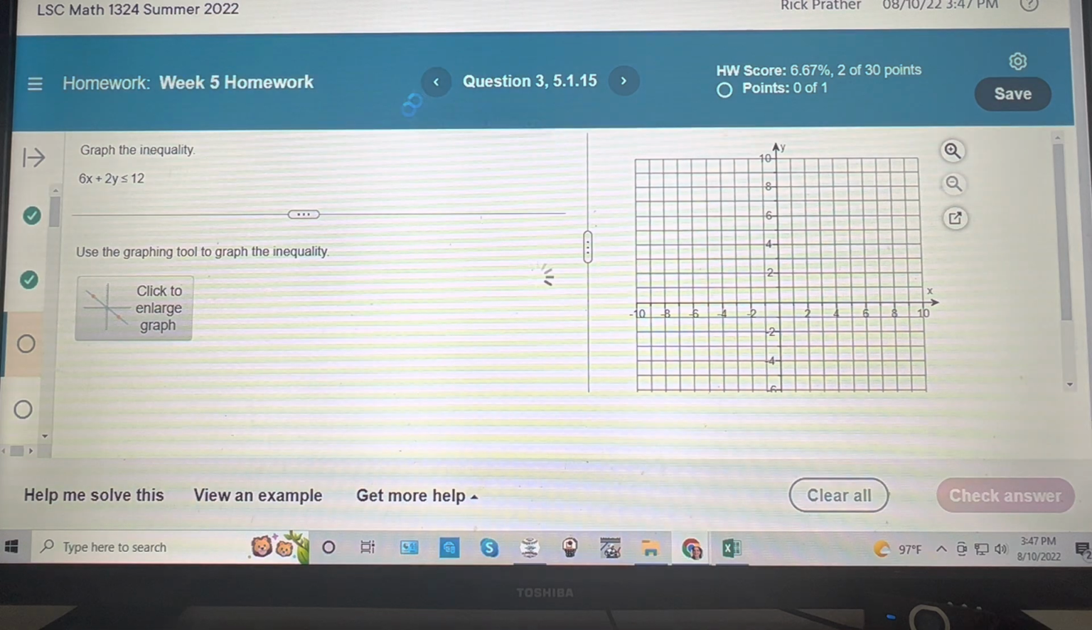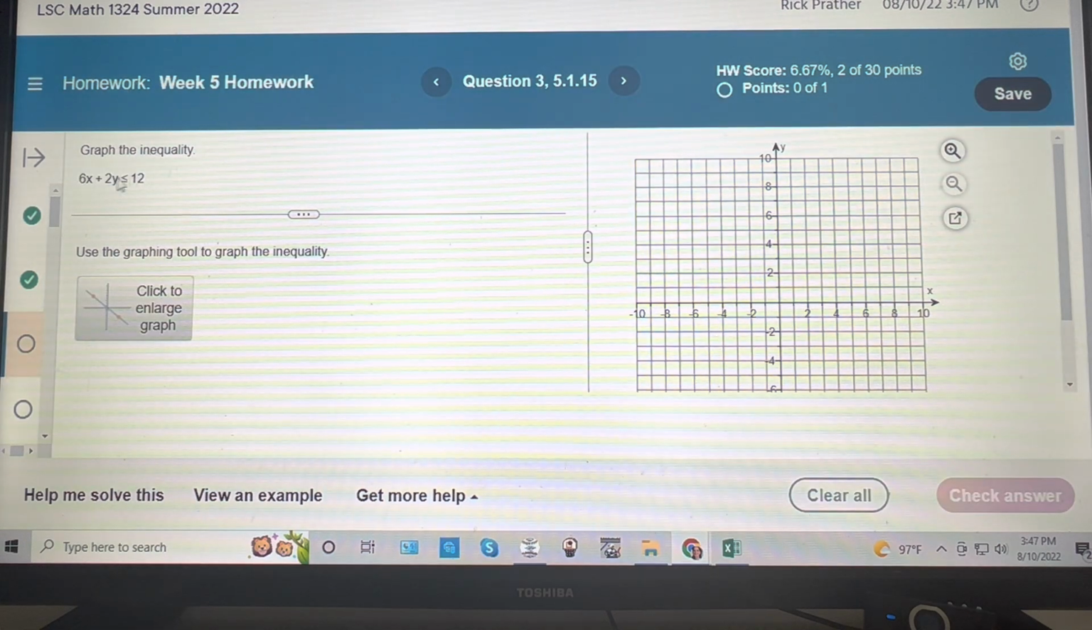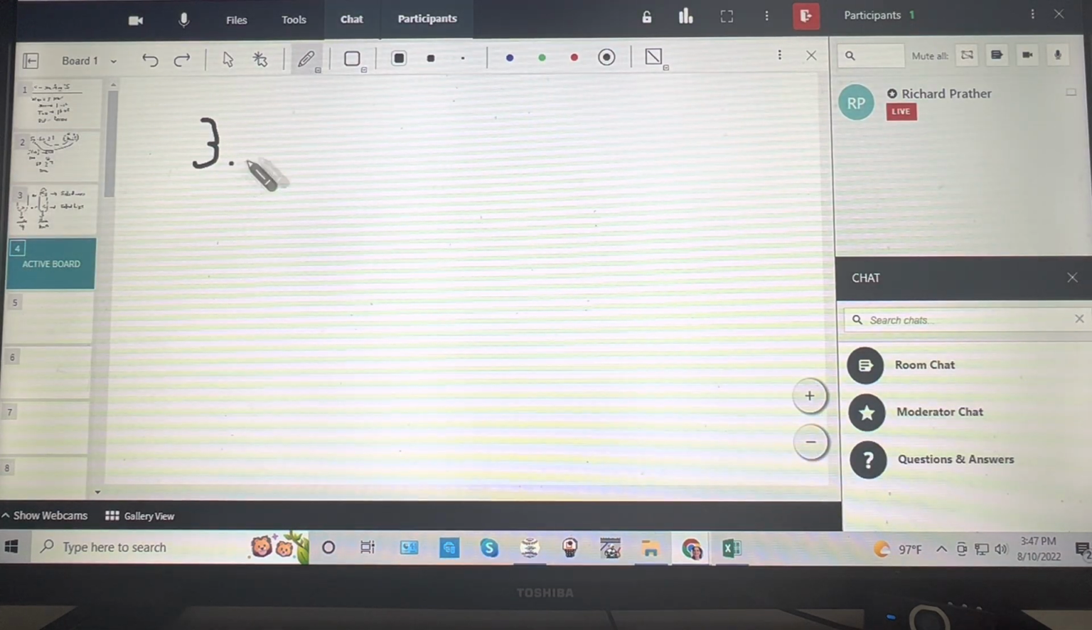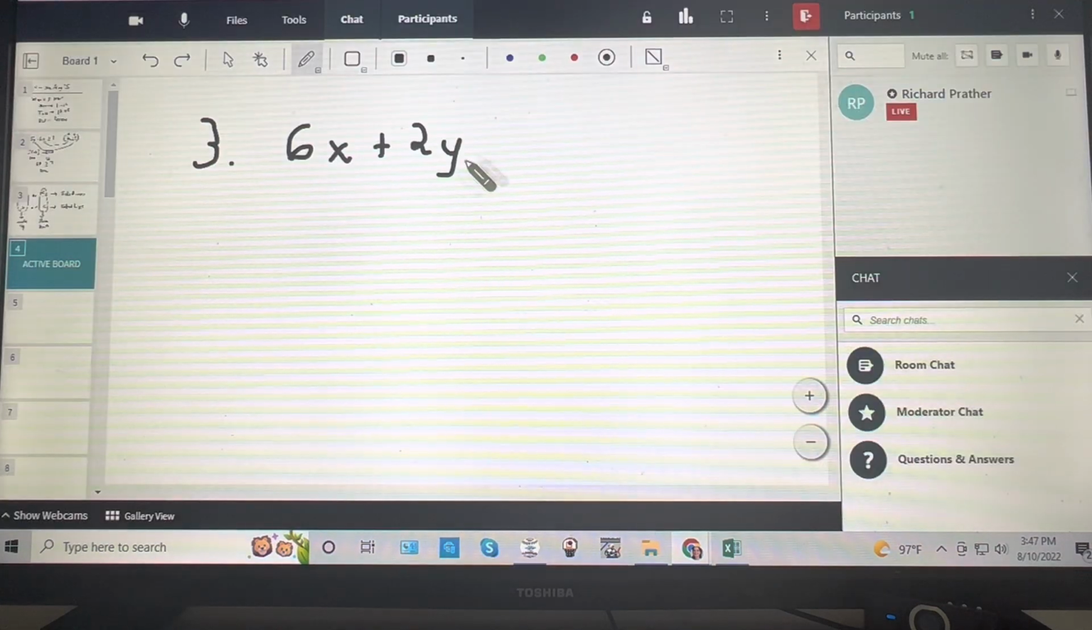So you want to make sure when you're doing this, like number 2, you've got to have y by itself, or you need to use the intercept method. I'll show you both ways to do this. Number 3 has 6x plus 2y is less than or equal to 12.